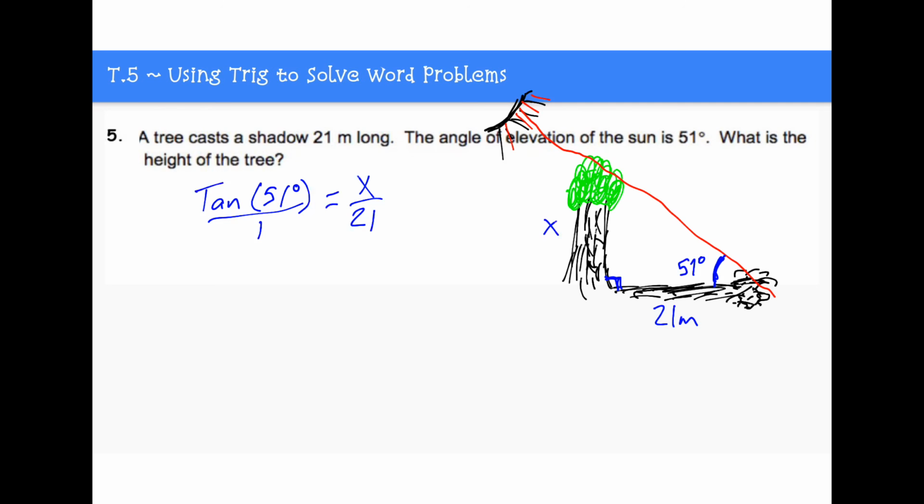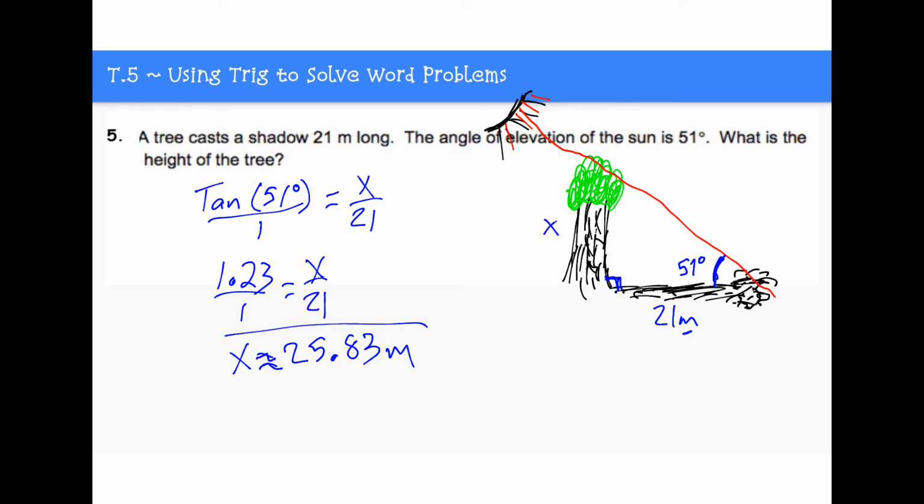We put that over 1, and then we need to figure out what is the tangent of 51 degrees. We get an answer of 1.23. So 1.23 over 1 equals x over 21. We can cross multiply. We're going to get x is equal to 25.83. And we'll use our approximately wavy lines since we did round our tangent function. And then we look at our label. We have 21 meters long. So we'll say our tree is 25.83 meters.